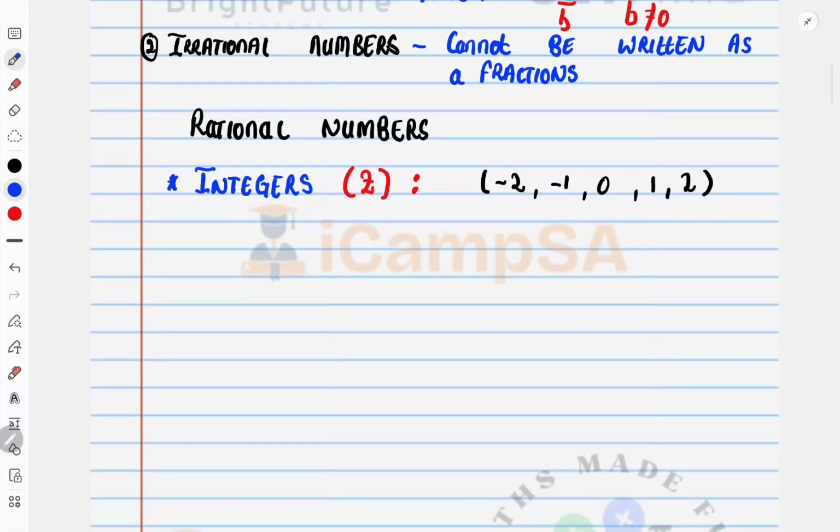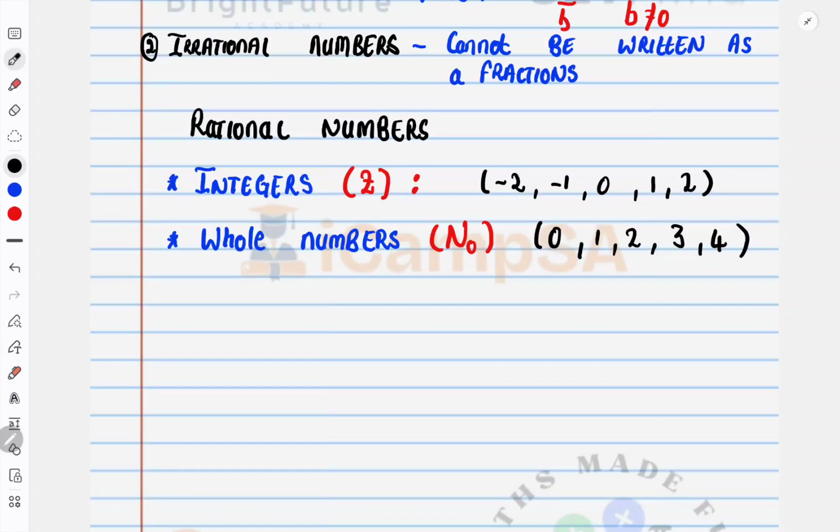Then we have whole numbers. Whole numbers are represented by an N with a 0 subscript, to show that whole numbers also include 0. So these are all the positive numbers 1, 2, 3, 4, 5, and going further, also including 0. These are your sets of whole numbers: 0, 1, 2, 3, 4, etc.